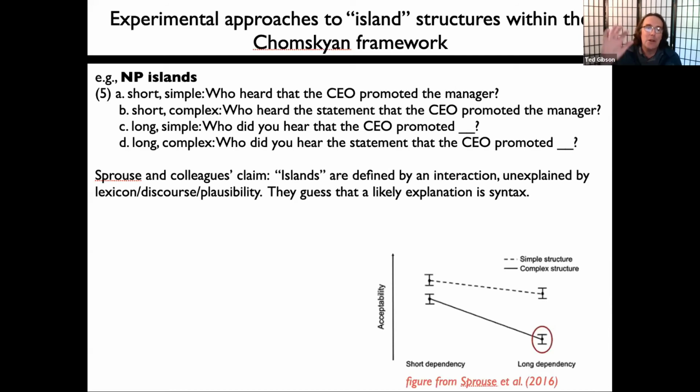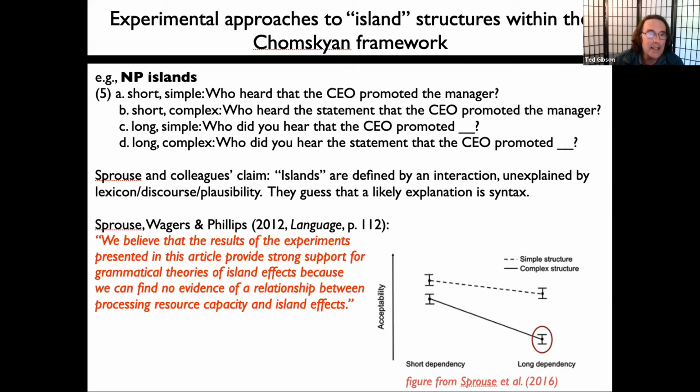I want to return to the canonical island diagnostic from Sprouse and Phillips and colleagues, as in this NP island case I brought up earlier: finding such an interaction in acceptability ratings doesn't tell us what it comes from, okay? So they guessed that the likely source whenever you see this is syntax, but remember, they don't give a theory of syntax that does this, and they don't rule out other plausible alternatives. I'm not joking when I say they say this.